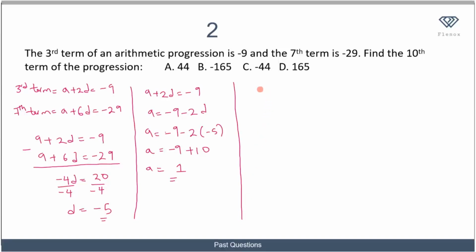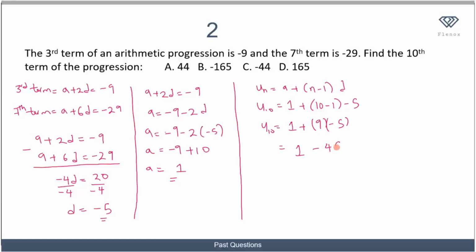But the question asks me to find the 10th term. The nth term of an AP is given by a plus n minus 1 times the common difference. I've got the first term to be 1, and I'm told to find the 10th term, so n in this case is 10 minus 1, and my common difference is minus 5. So U10 will be equal to 1 plus 10 minus 1, which is 9, times minus 5. And 9 times minus 5 is what?